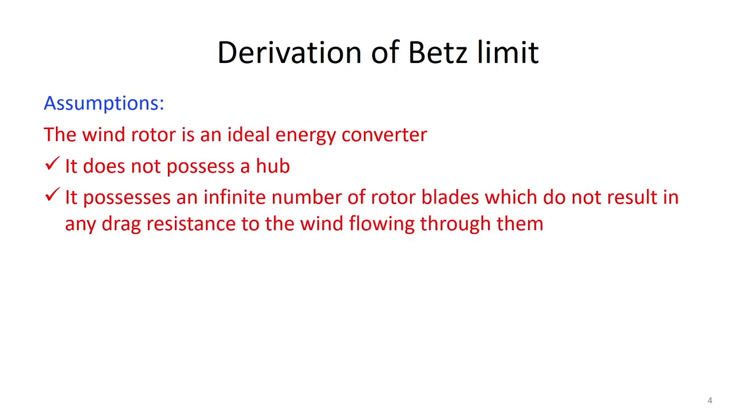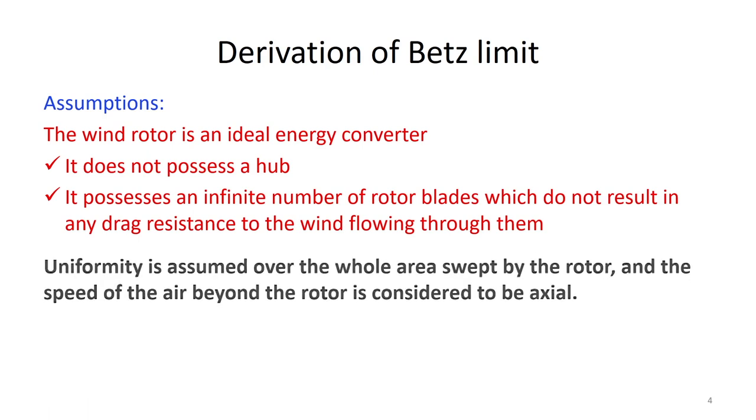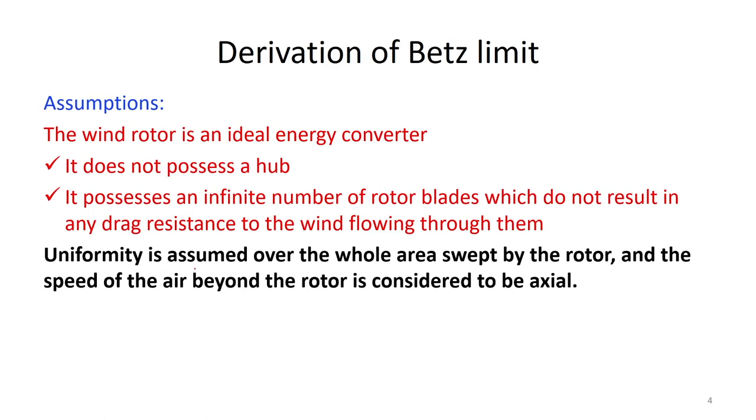Now, while deriving the Betz limit, we need to assume a few things. For example, the wind rotor is an ideal energy converter. What does it mean? It means it does not possess a hub, and it possesses an infinite number of rotor blades which do not result in any drag resistance to the wind flowing through them. Also, uniformity is assumed over the whole area swept by the rotor, and the speed of the air behind the rotor is considered to be axial.